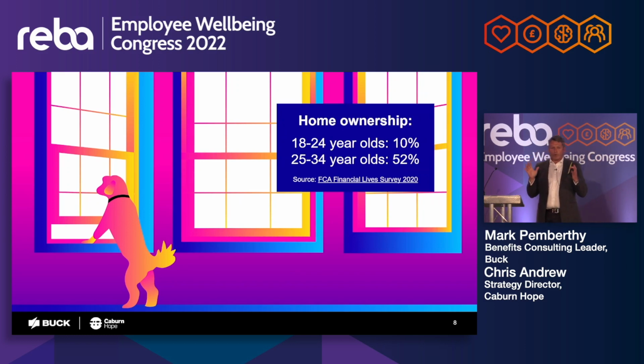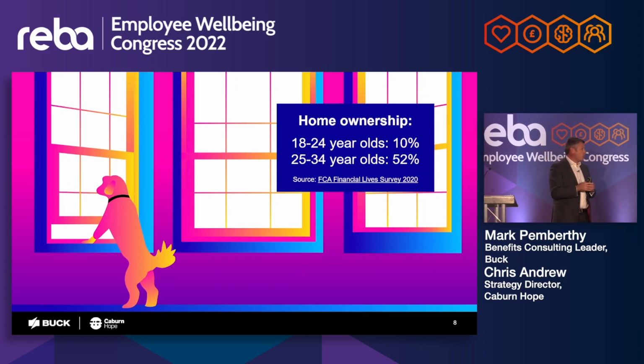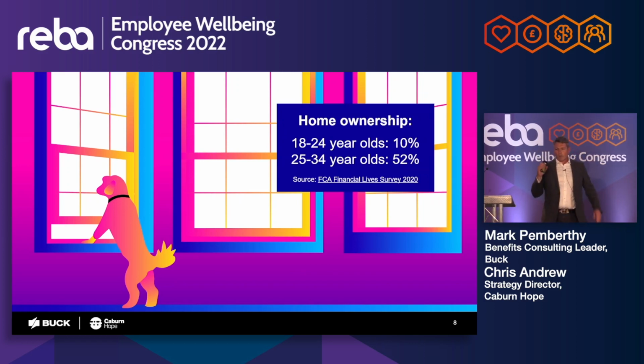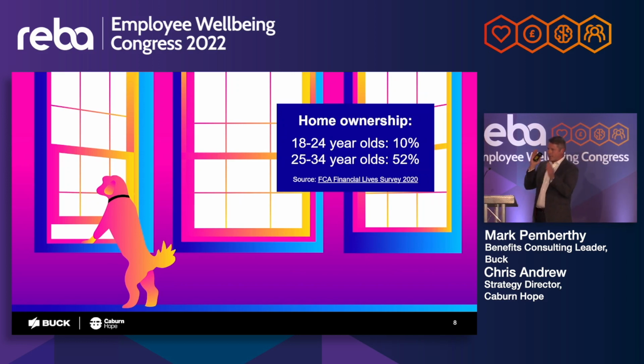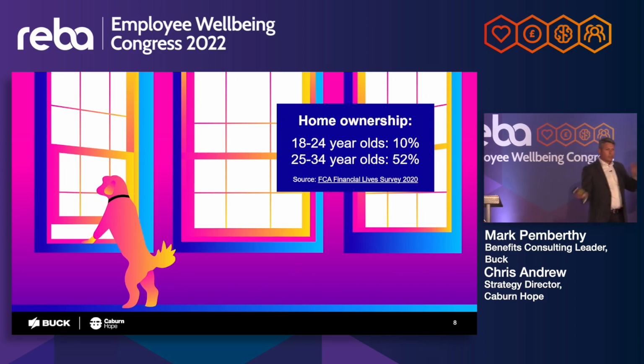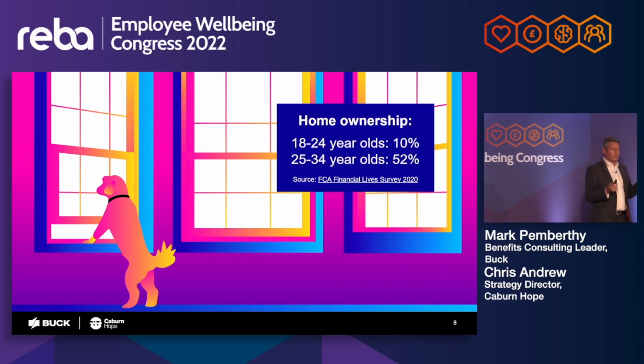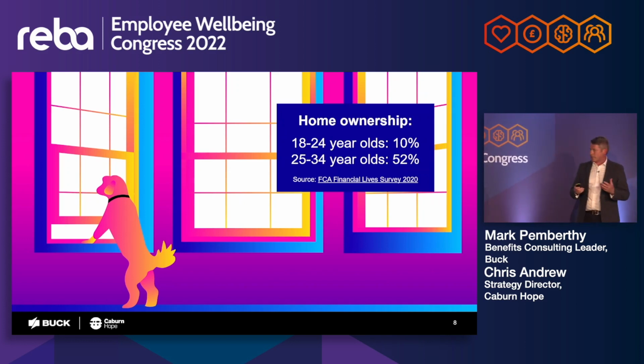In the 18 to 24-year-old category, only 10% of people own their own homes. But when you look at the 25 to 34-year-old category, that number has shot up to 52%. So if you have a load of employees that are in that mid-20s to 30 category, probably one of the most important focuses in their life will be thinking about home ownership. Because during that phase, there's a spike in ownership from 10% to 50%. Massive, massive change in a relatively small part of the demographic.